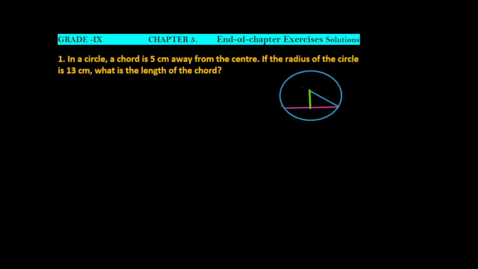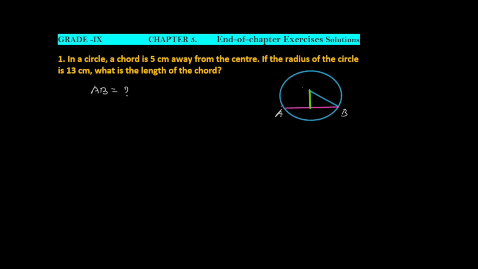First question, in a circle, a chord is 5 centimeter away from the center. If the radius of the circle is 13 centimeter, what is the length of the chord? So let's take a chord AB here. AB is a chord. We need to find the length of AB. AB is equal to what length?